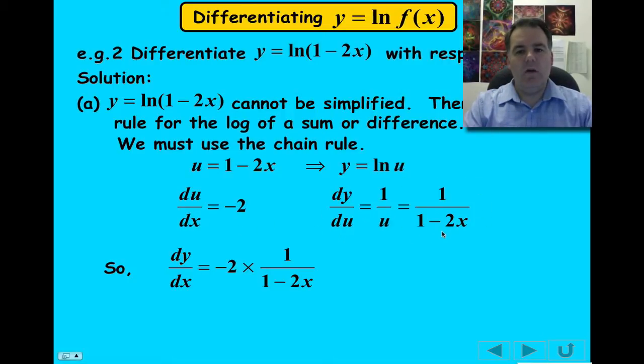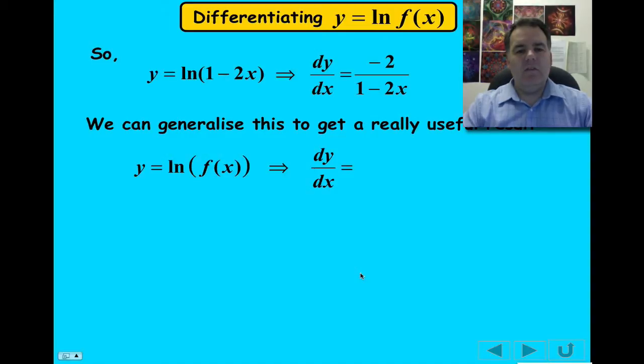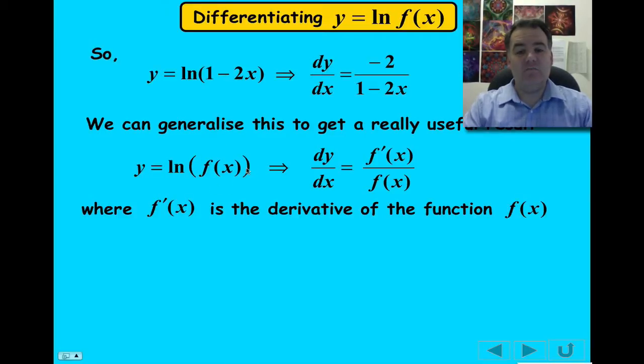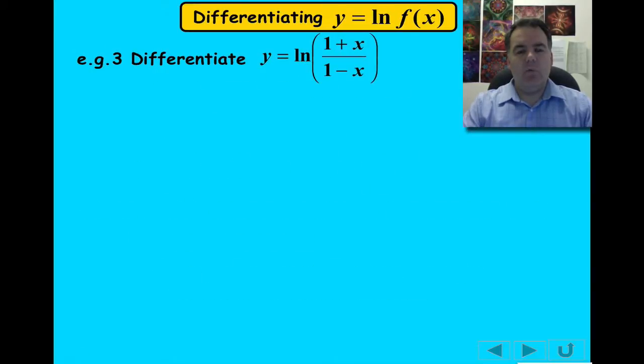So it's 1 over 1 minus 2x times negative 2, or negative 2 over 1 minus 2x. Now if we generalize this, you'll find that using the chain rule every time, you get 1 over whatever the function is here, and then using the chain rule, multiplied by the derivative of this function inside the brackets, which we normally call the inner function. Okay, so that is another really important rule.